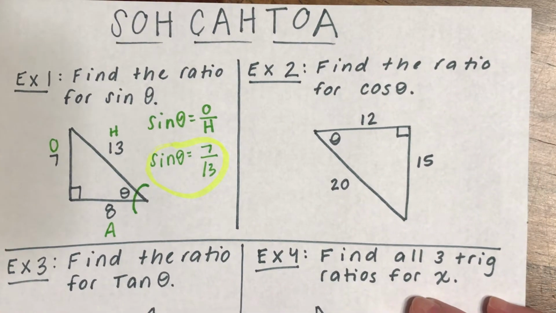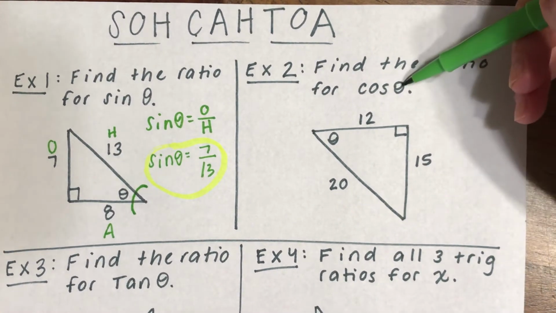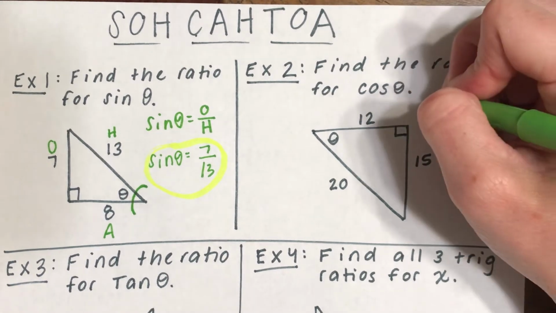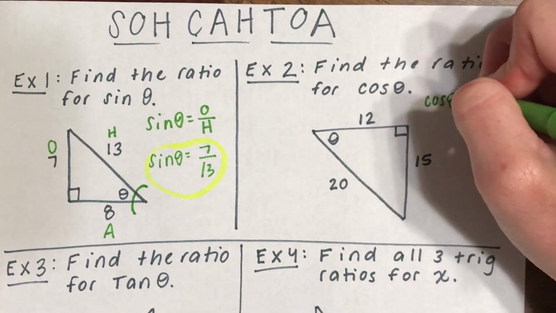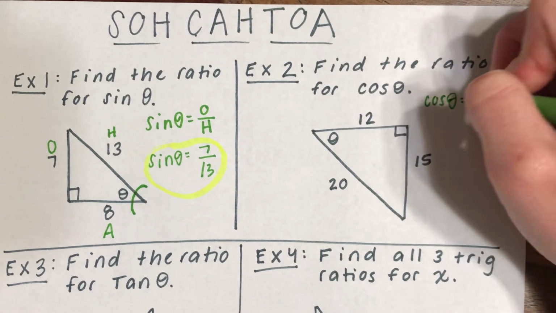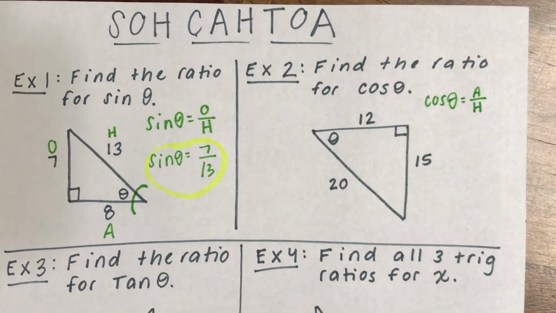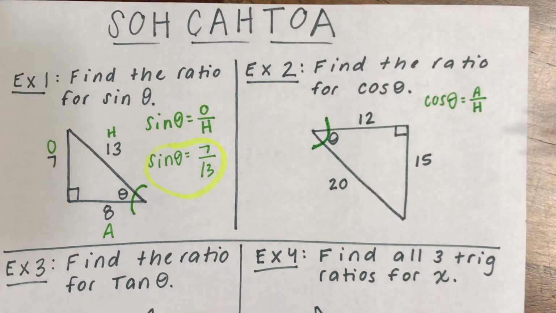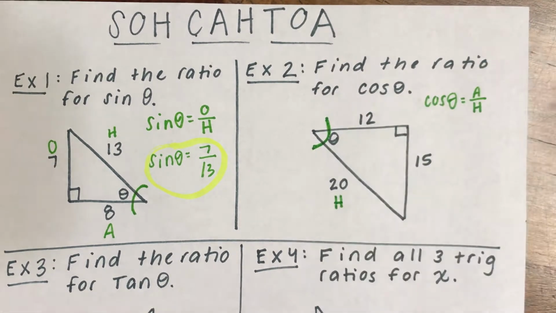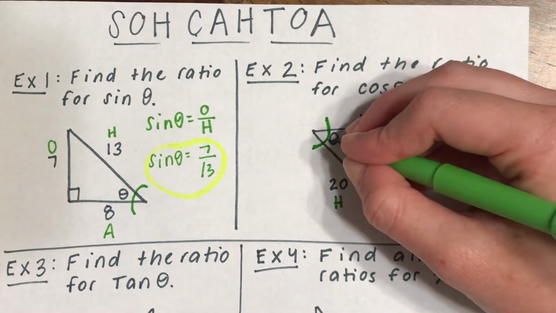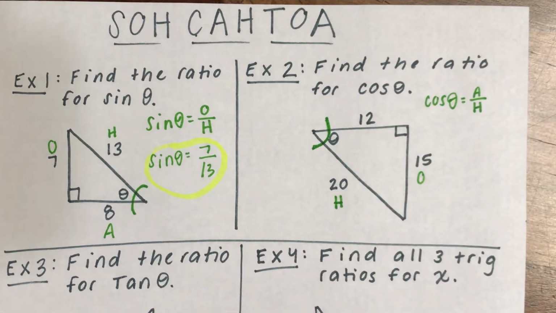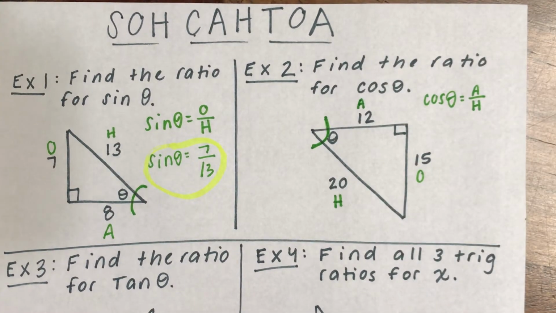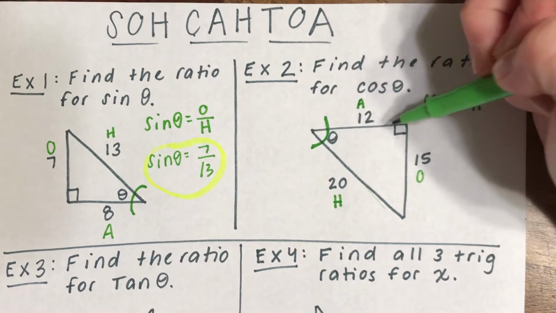Okay. All right, example 2 says find the ratio for cosine of theta, which is adjacent over hypotenuse. So I'm going to write down cosine of theta equals A over H. Okay, so I can see my reference angle is up here. My hypotenuse is 20, that's the longest side. 15 is the side opposite of theta. And then the adjacent side is 12. Remember, again, the adjacent and the hypotenuse form the reference angle.